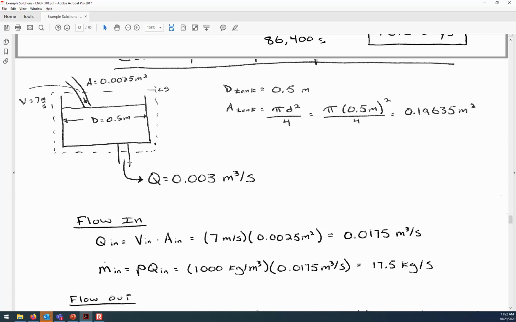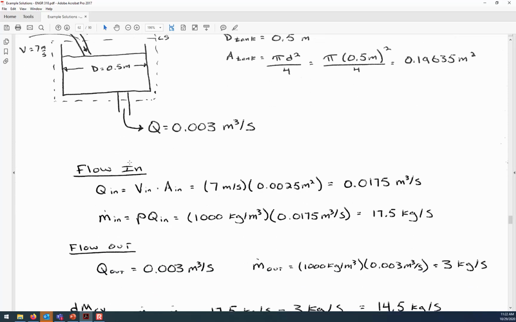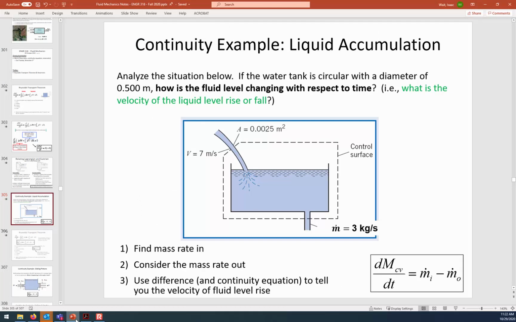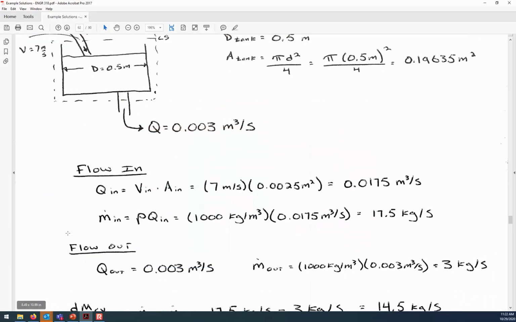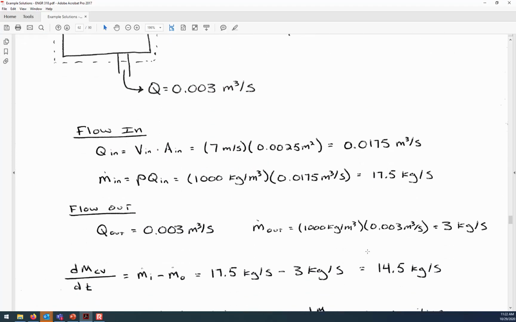Mass flow rate out is 3 kilograms per second. Did it just say that directly? Yeah, 3 kilograms per second was already given. I think I've maybe changed this example over the years a little bit. So it's given as 3 kilograms per second, which means that the net accumulation is the difference between the in and the out. So the net accumulation is 14.5 kilograms per second.